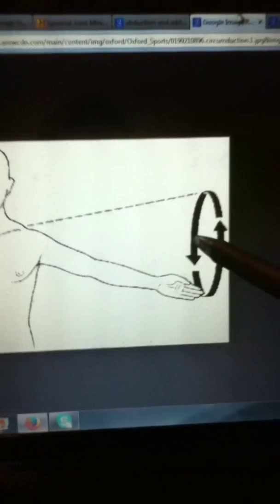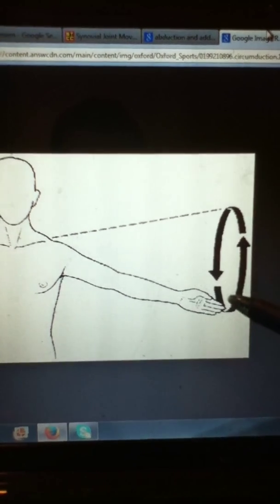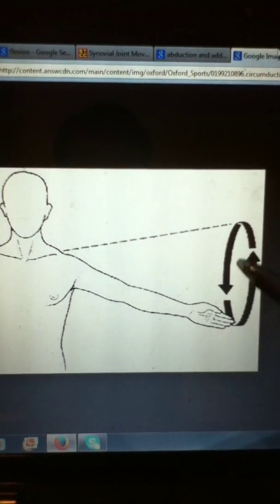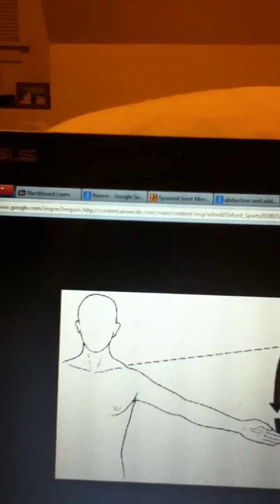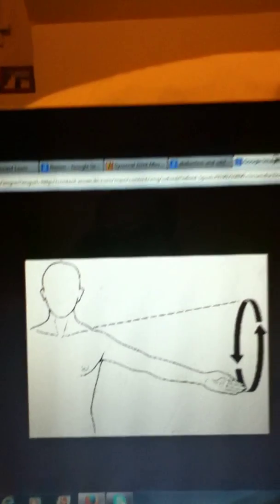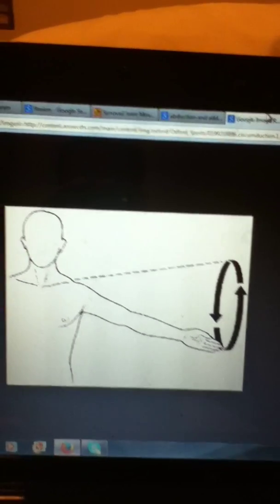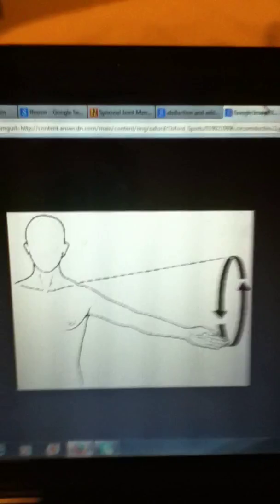Circumduction is moving a limb so in a cone-like fashion. So an example of that is rotating the arm like this, making a cone-like shape. Then there's specific movements that do not fit into these categories and usually only apply to certain parts of the body.